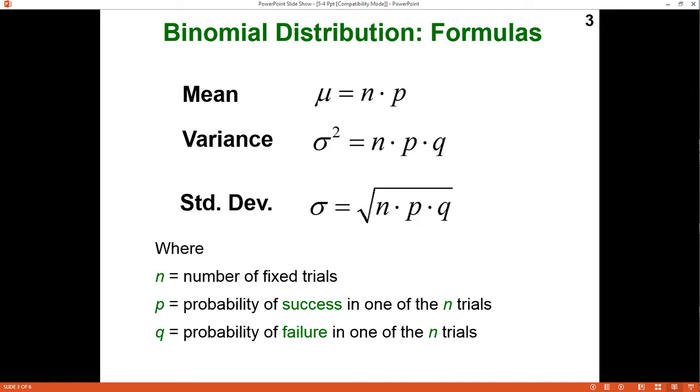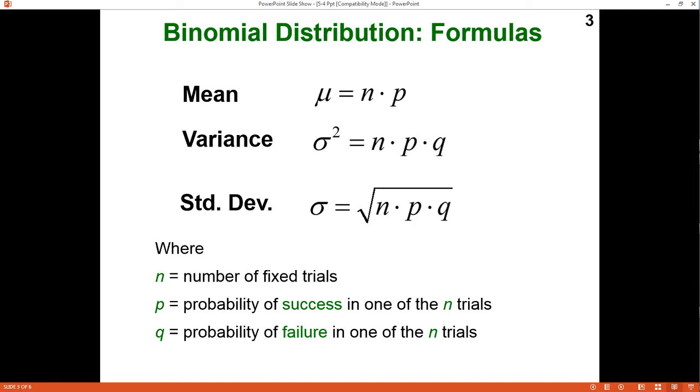Here are the equations for calculating the mean, variance, and standard deviation for a binomial distribution. They're not that complicated. I hope you can see that. To calculate the mean, you're simply going to multiply n times p, and the variance is n times p times q, and then standard deviation is the square root of that.